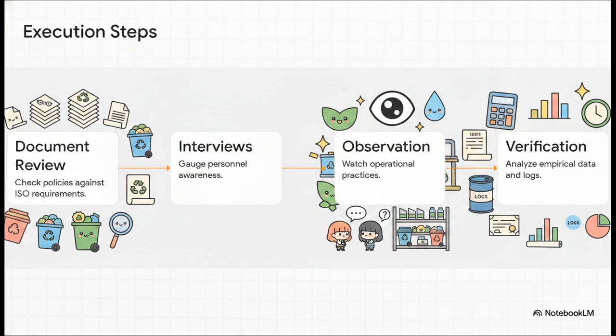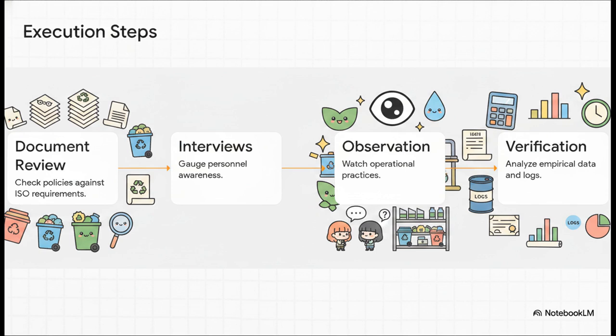Step 1, document review, checking your policies against the ISO requirements. Step 2, personnel interviews, getting out there and talking to the staff to gauge their true competence. Step 3, operational observation, actually walking the floor, watching how waste is segregated or chemicals are stored. And Step 4, record verification, analyzing the hard data, things like calibration certificates or emission logs.